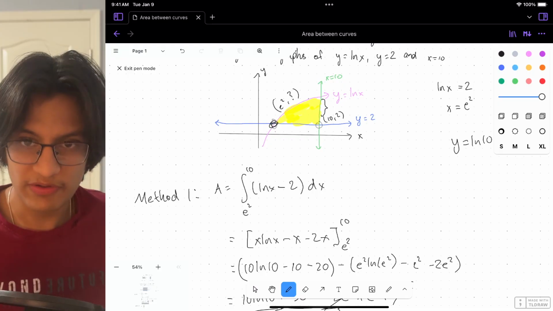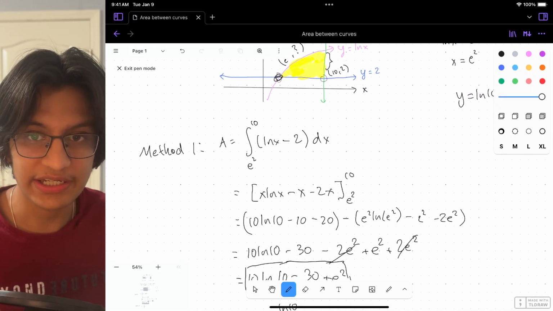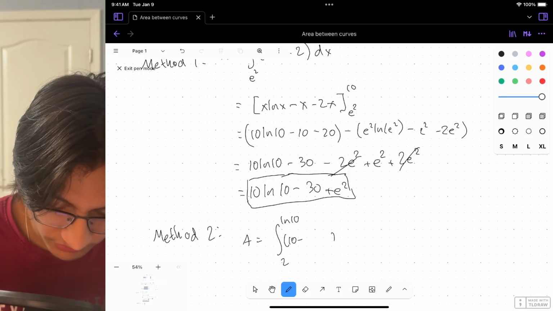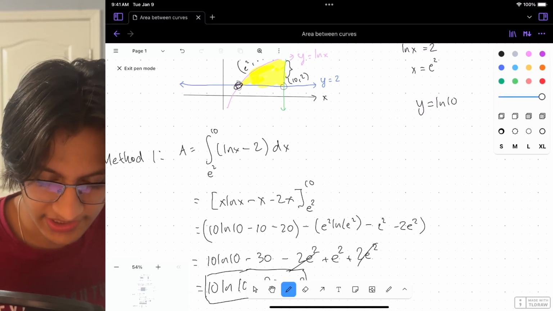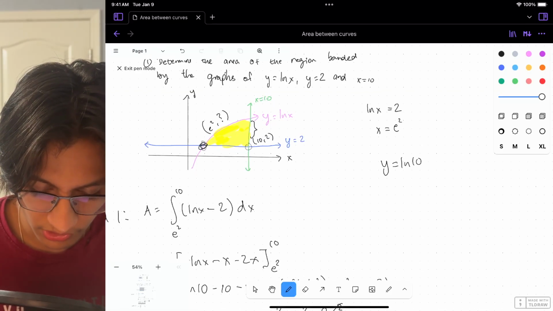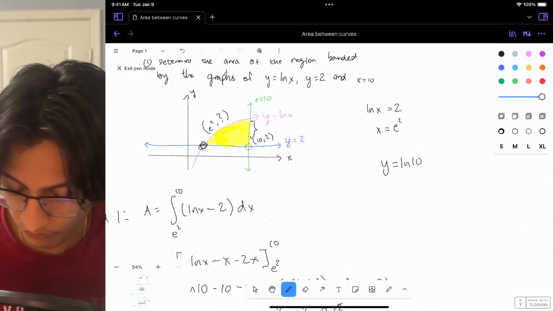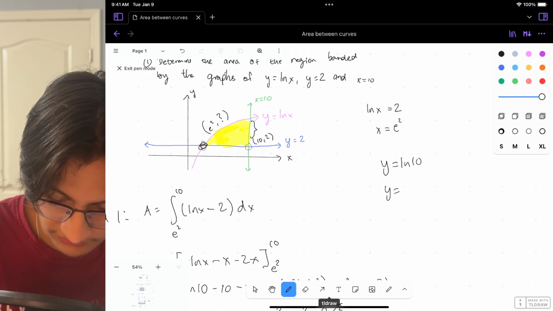But if we put an ln x here, it's not going to work, because we're integrating with respect to y, right? So we can't put in ln x. So what we have to do is solve for x. So y equals ln x.